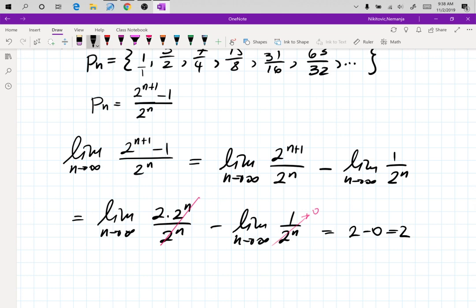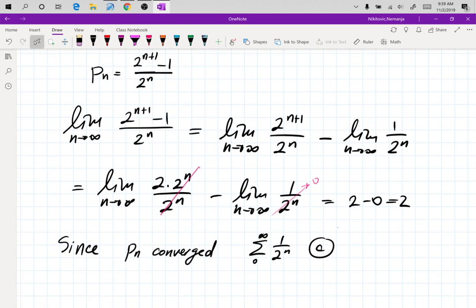So now, this sequence of partial sums converged. So we say, since Pn converged, the summation of 1 over 2 to the n from 0 to infinity converges.